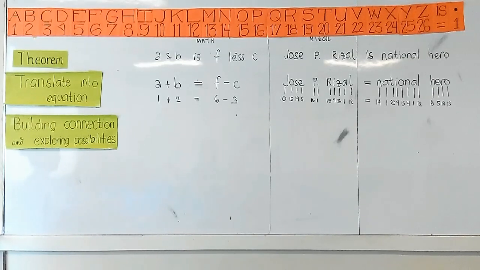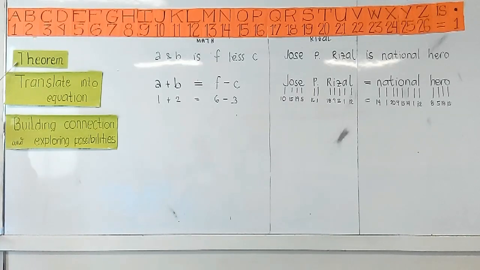To understand it better, we will have a comparison between math and Rizal concepts. In order to do that, we need to follow 4 steps. First, we need to present our theorem. A theorem is a formula or statement that can be proved from other formulas or statements.